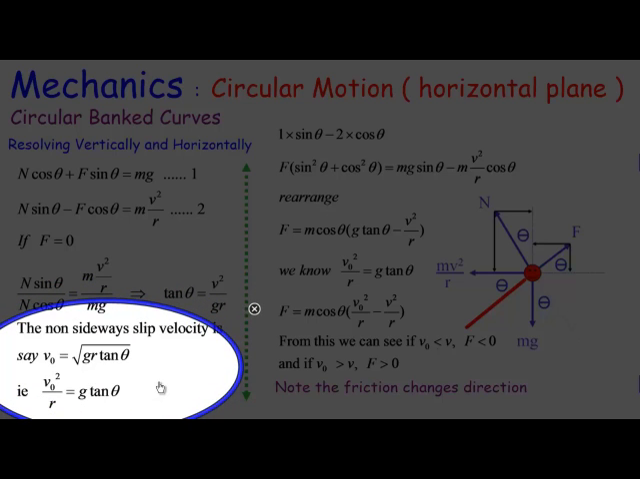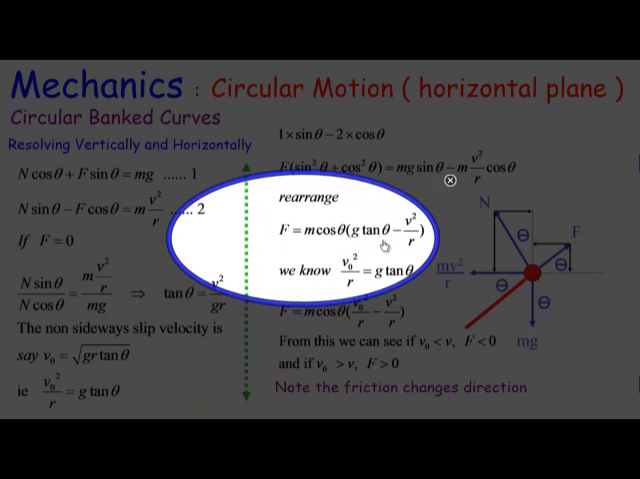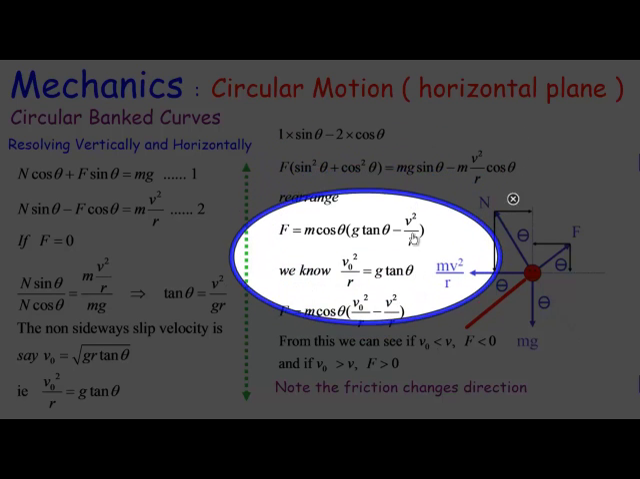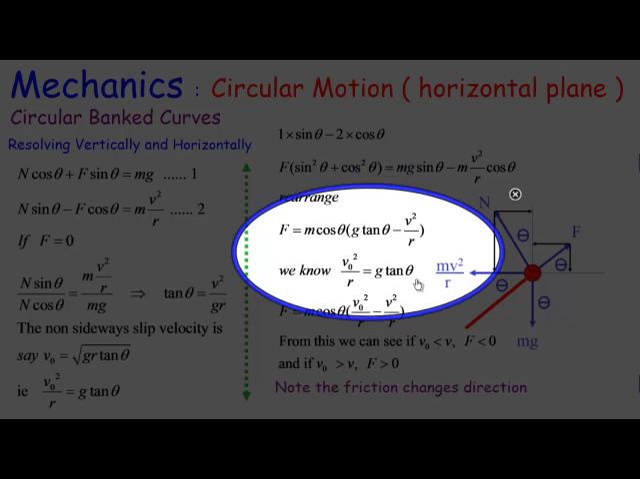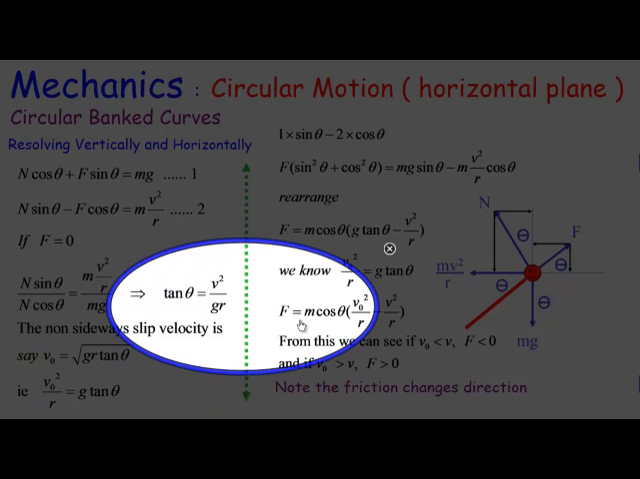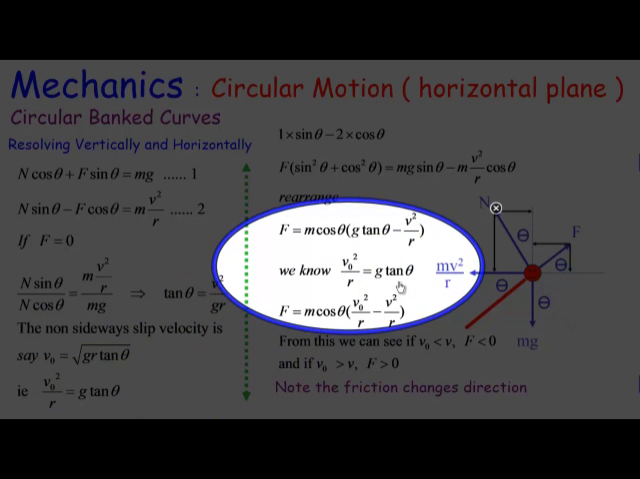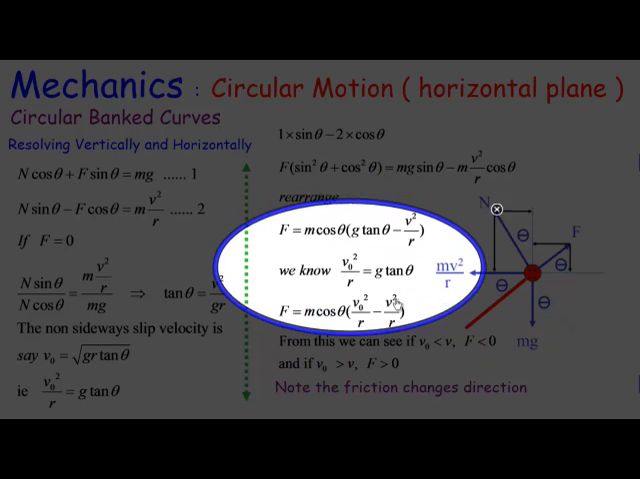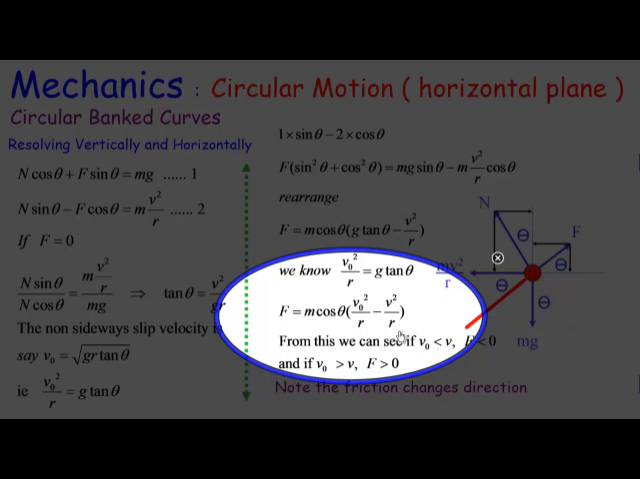We can just rearrange that, and if you multiply 1 by sine and 2 by cos and subtract, you end up with an expression for f, the friction. We know that v0 squared on r is equal to g tan theta, and you can sub that in, and you get f is equal to m cos theta times v0 squared on r minus v squared on r. That's the velocity compared to the optimum speed.